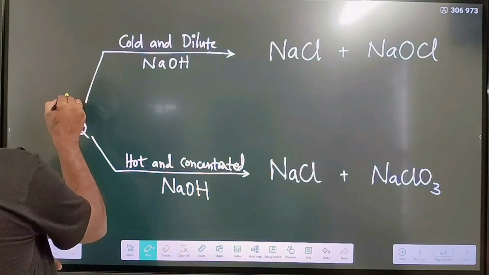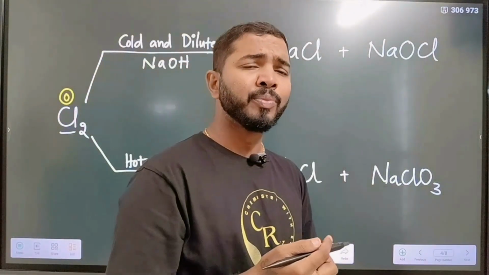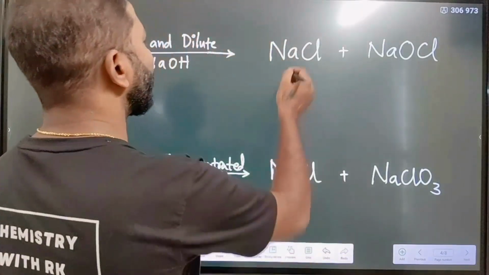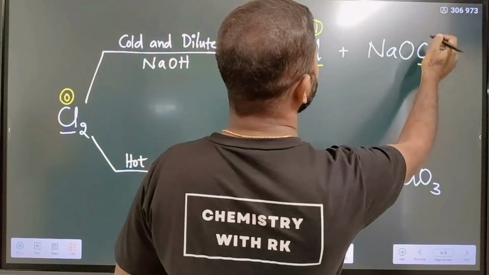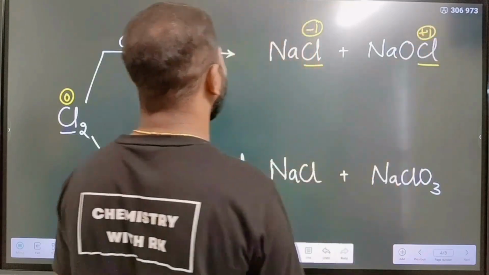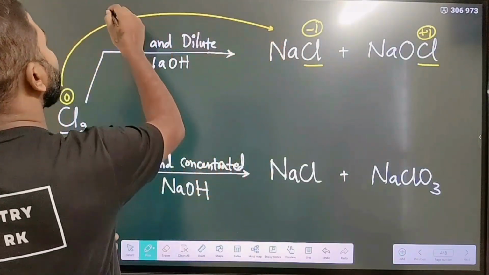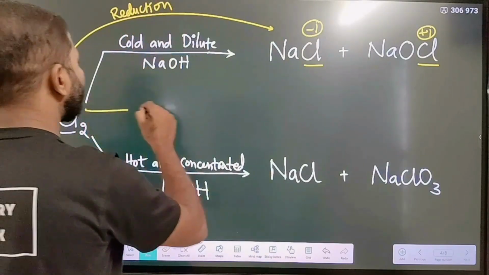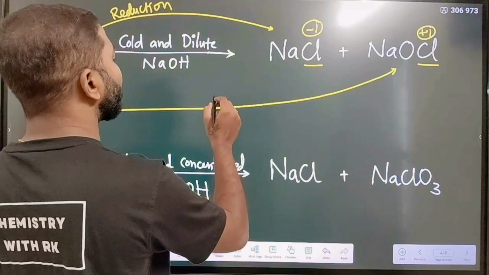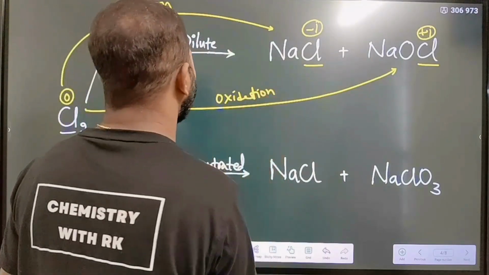If you observe the oxidation number of chlorine in Cl2, since it is a homonuclear molecule, it is 0. And what about the oxidation number of chlorine here? -1. What about the oxidation number in its +1? So from 0 to -1, it is undergoing reduction, and from the same 0 to +1, it is undergoing oxidation.